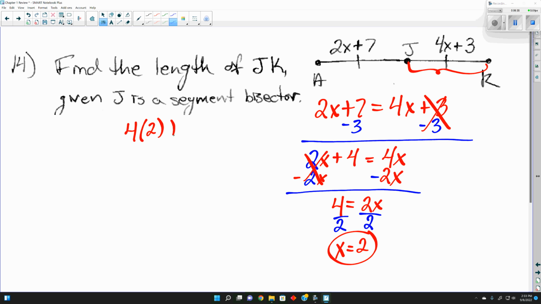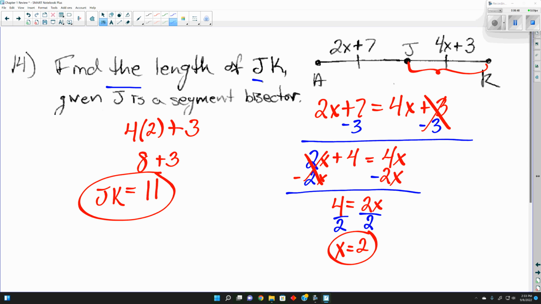So 4 times 2 plus 3. Well, 4 times 2 is 8, and 8 plus 3 is 11. Wait, so how do we know where to plug back in? Oh. So the instructions will say what we're finding. So we want to find the length from J to K. Well, the length from J to K is given to us by 4x plus 3. When we plug it back in, we find out that this is 11. Well, it works out that the other one will also be 11.